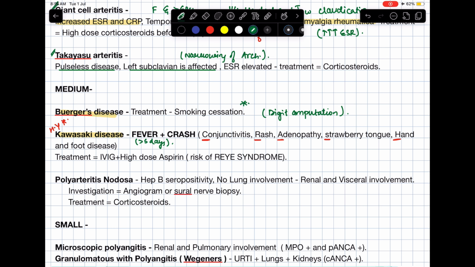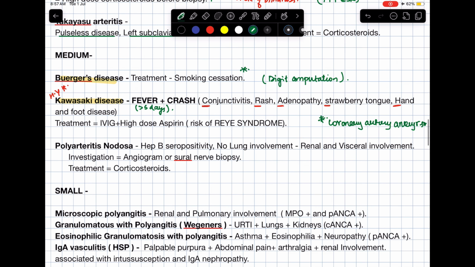The most important complication that we have to associate with Kawasaki disease is coronary artery aneurysms and thrombosis or rupture. It is the most important cause of death in these patients also. For the treatment, AMC asked this. The treatment is high dose aspirin with IV immunoglobulins.